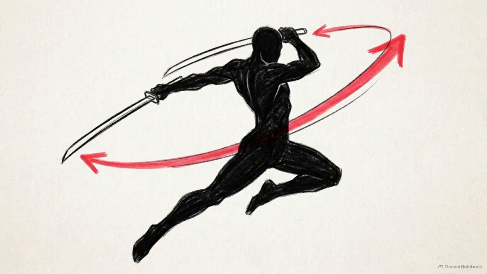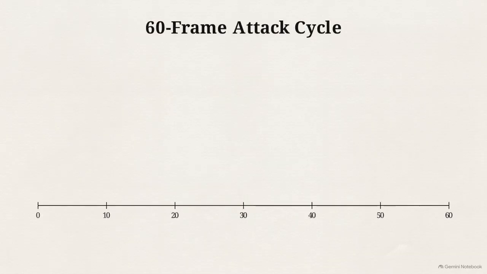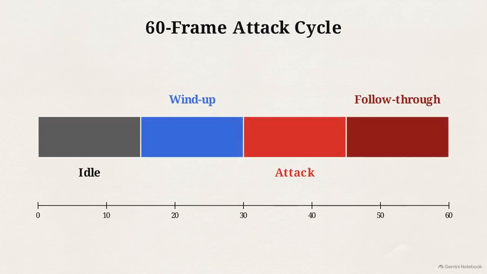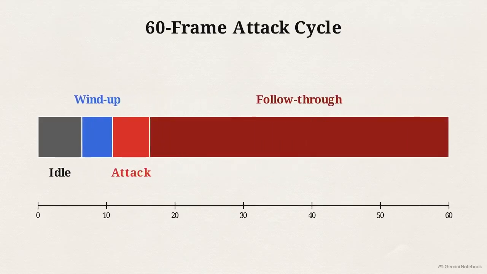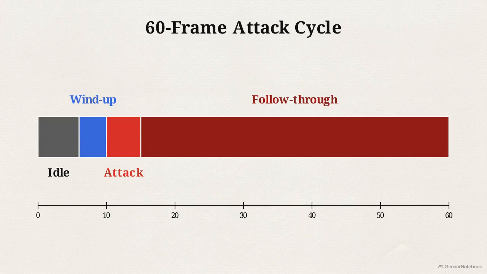Prioritizing clear, readable silhouettes over physical accuracy ensures that the mechanical intent of every action reaches the player. This timeline represents a standard 60-frame animation cycle, divided into 4 phases: idle, wind-up, attack, and follow-through. Timing is heavily lopsided. Wind-up and strike are nearly instantaneous. Follow-through occupies the vast majority, ending at the cancel frame where new input is accepted.